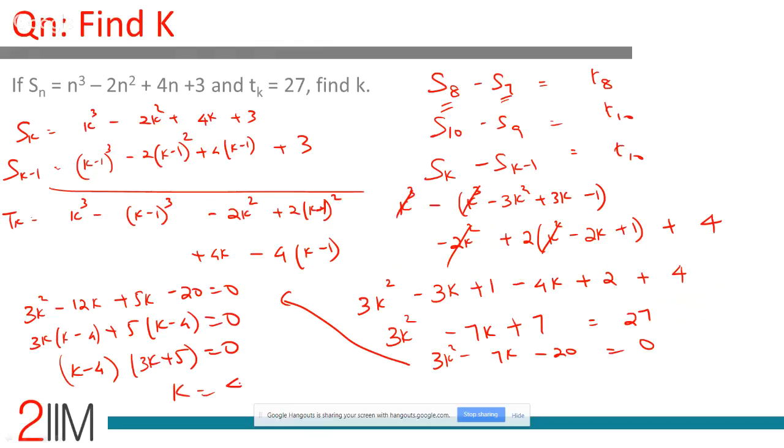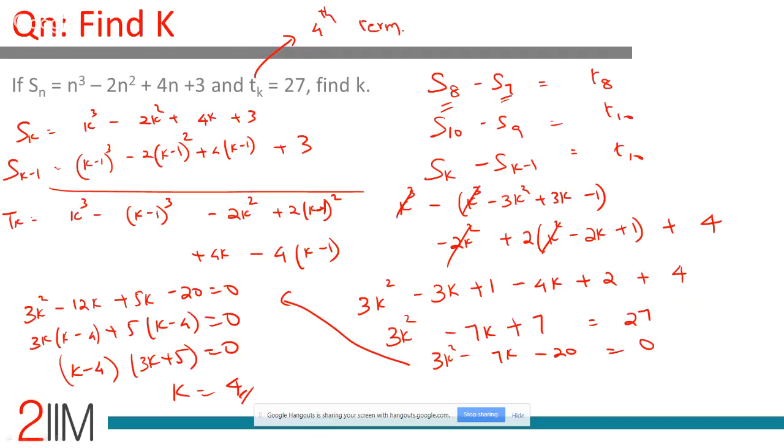K should be 4 or some fractional negative thing. This is a kth term, so k should clearly be a positive integer. The only positive integer that works is 4, so this is the fourth term.